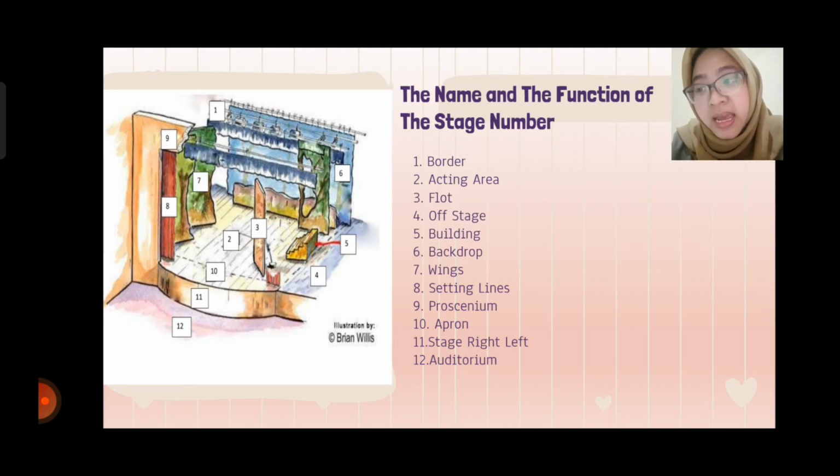And the eleventh, there is stage right and left, the side of the stage on the right when facing the audience, the left and the right side of a stage as seen by an actor standing on the stage facing the audience. And the last is the auditorium. The function is a room built to enable an audience to hear and see the performance.